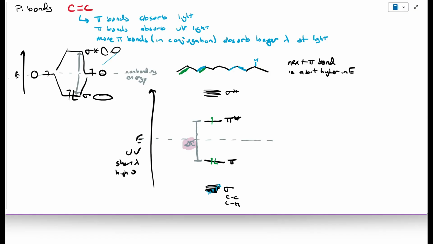That's one of the things that's true about pi bonds. As you add the next pi bond, it is a little bit higher in energy. What then does that mean about the pi star orbital? If the pi orbital is a little bit higher in energy, the pi star orbital must be a little bit lower in energy. And the same would be true for the next pi bond. As you add the next pi bond, it would be a little bit higher in energy, and the next pi star would be a little bit lower in energy.